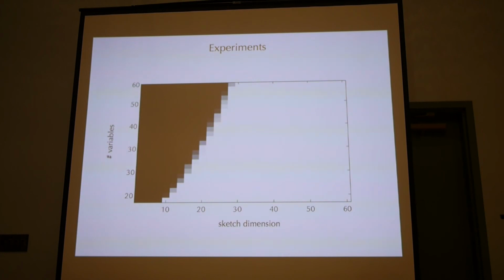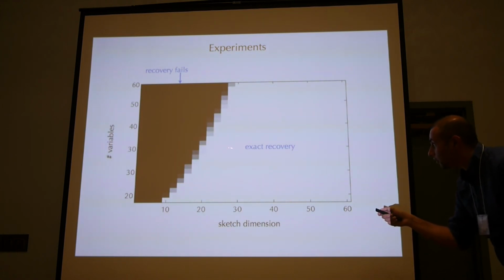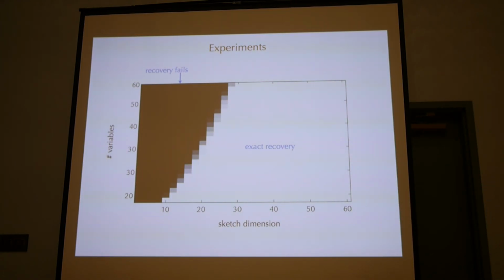So we ran some preliminary experiments. Here is the number of variables, this P, and you now have a P by P matrix, so it's a smallish experiment. And this is the sketch dimension, how much you're compressing each of these vectors. The black region is where recovery fails. It really fails. And I don't know if you can see, maybe you can't, there's a grayish dot there, so there's some randomness going on. But it's pretty stark, right? There's this region where recovery fails, and this region where you get exact recovery.